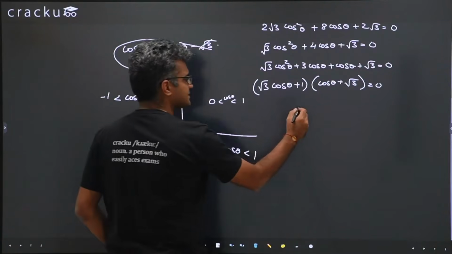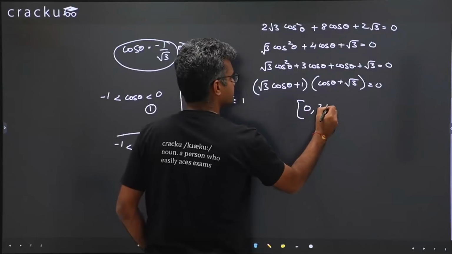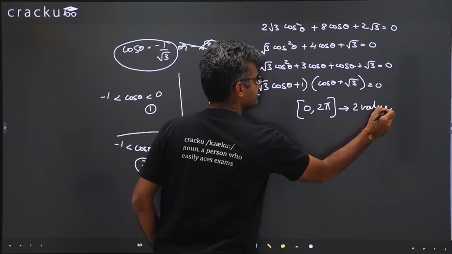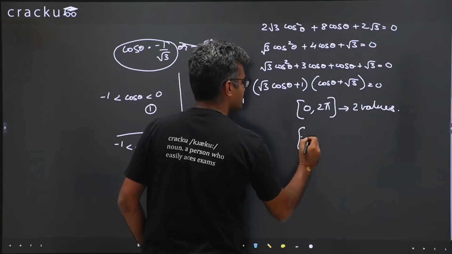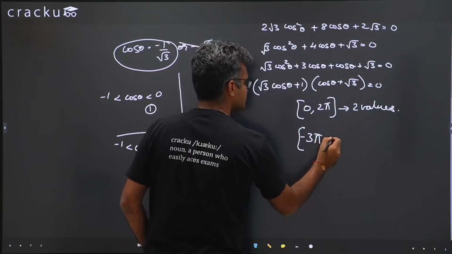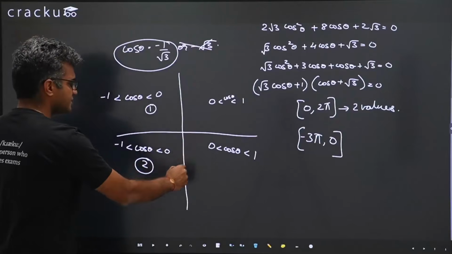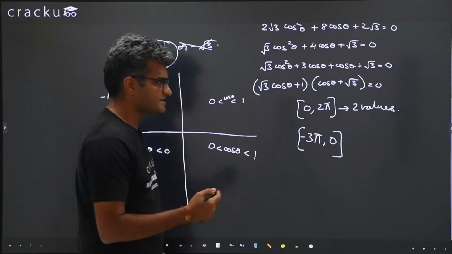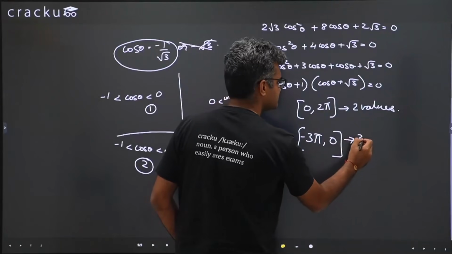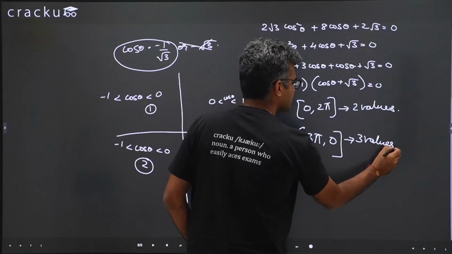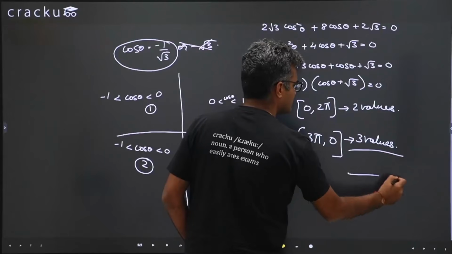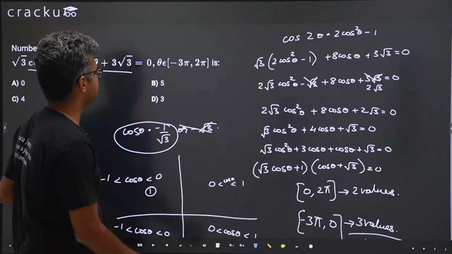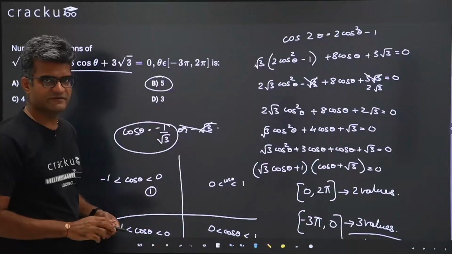So if you are looking at 0 to 2 pi, we will get two values for theta. If you are looking at minus 3 pi to 0, we are going to get two values here and we are going to get one more value over here. So between minus 3 pi and 0, we will get three values. So overall between minus 3 pi and 2 pi, the total number of values we will get for theta will be equal to 5. So the answer for this question is option B, which is 5.